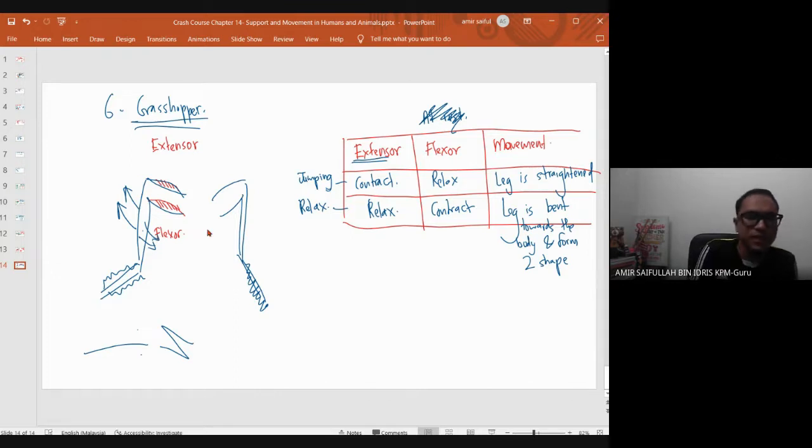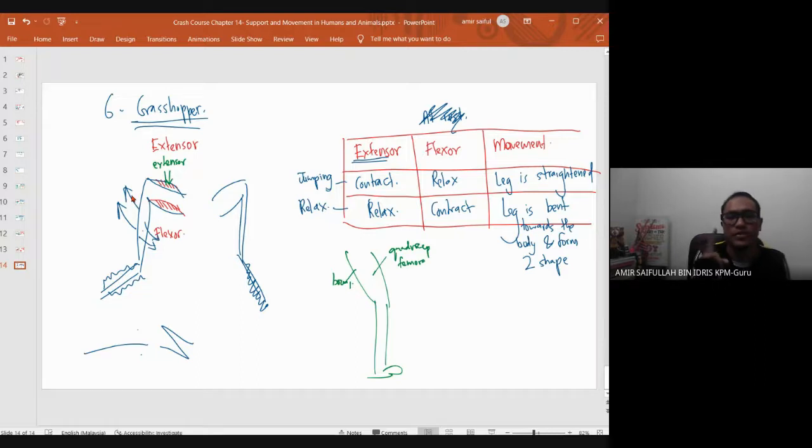Grasshopper is the same as human. Just now for human, this is our leg. Here is called the quadriceps femoris. Here is called biceps. But for grasshopper, this is the grasshopper leg. Here is called extensor. Easy, extensor. You see the name and you already know, extensor, meaning when this contracts, of course the leg will become straight. And below one is called the flexor.